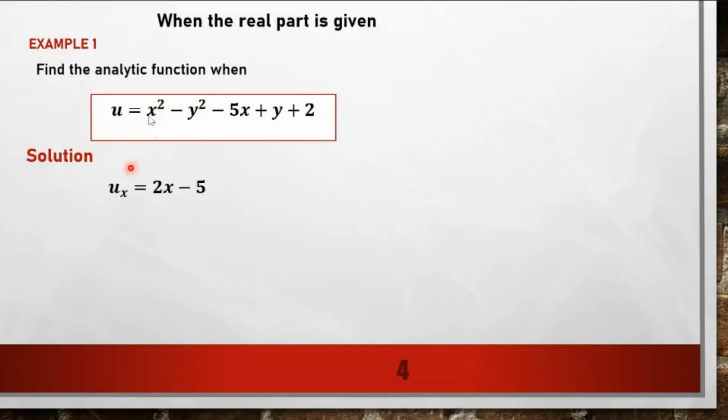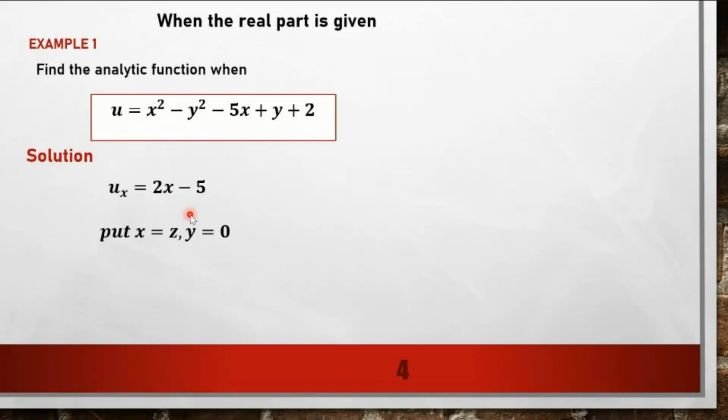तो x स्क्वायर का डेरिवेटिव हो जाएगा 2x. ओके, y स्क्वायर is a constant, उसका डेरिवेटिव 0, minus 5x का डेरिवेटिव is minus 5. y is a constant, 2 is a constant. So we will get ux is equal to 2x minus 5. We are differentiating u partially with respect to x. Okay. After calculating ux, this is the Milne Thomson method. Put x equal to z and y equal to 0.